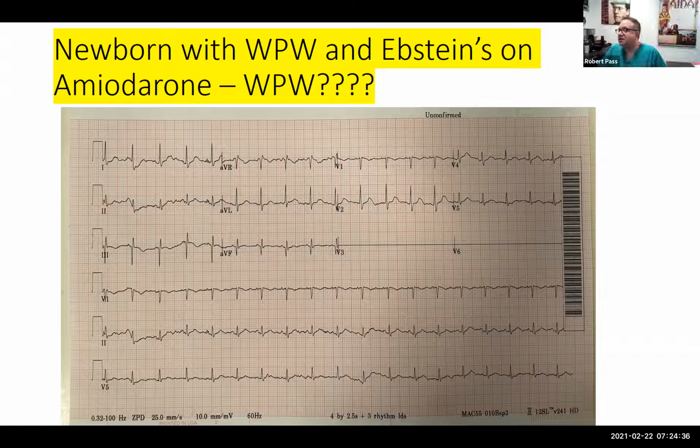Yeah, the point I'm trying to drive home here is that this patient on amio, the amiodarone, has blocked antegrade conduction through the accessory pathway. So the patient is not pre-excited, even though there is an accessory pathway. The only way you would know that is if you had another EKG from before the amiodarone.